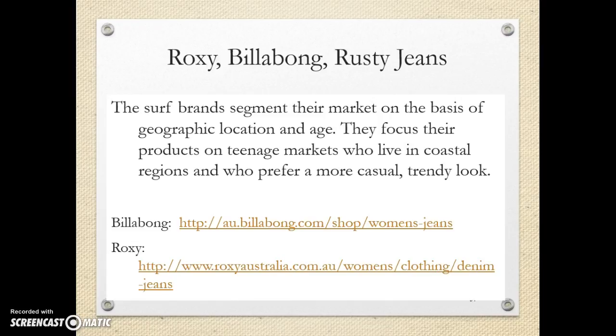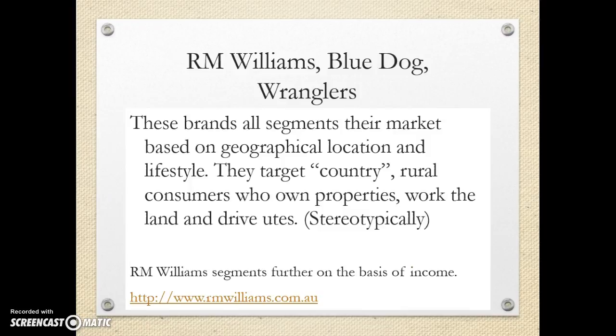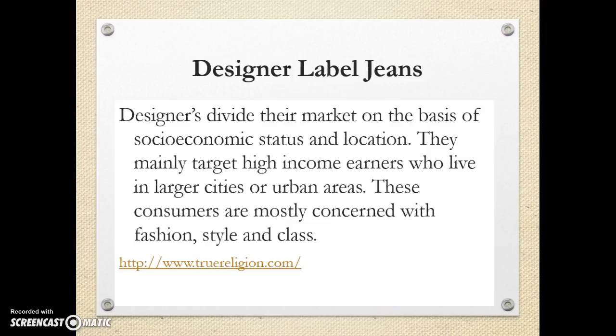Roxy, Billabong, and Rusty are more your surf type labels. They market on the basis of geographic location and age. They really look at teenage markets, looking for a coastal, casual, trendy look. And again, there are some links there that you can have a look at. R.M. Williams, Wranglers, and Blue Dog seem to be a little bit more hardcore, and they target country, rural consumers. They've stereotyped this, but it's about working the land, driving utes, and that kind of thing.